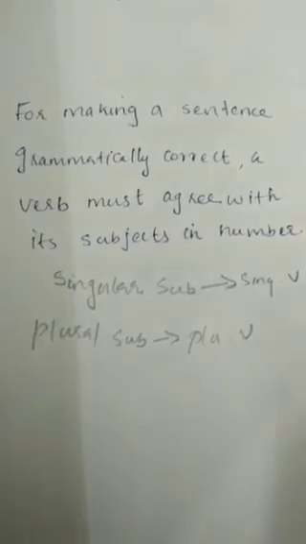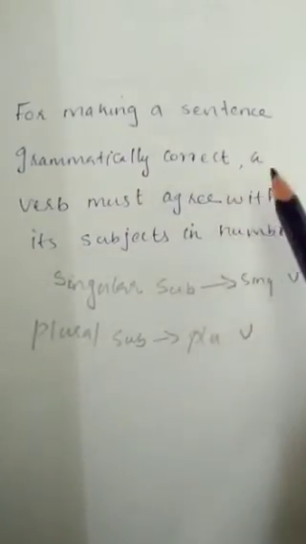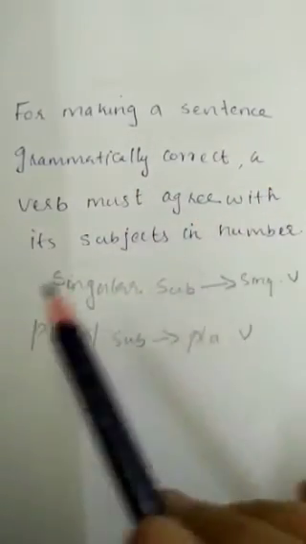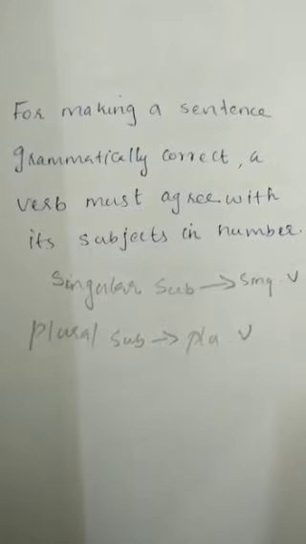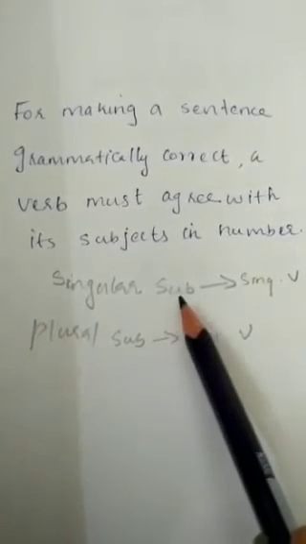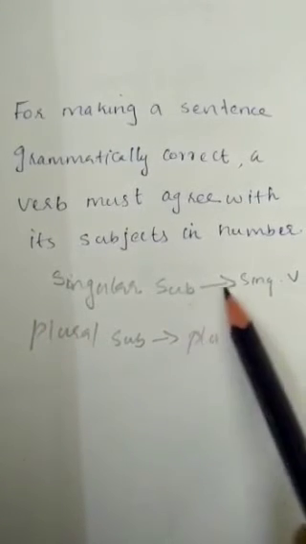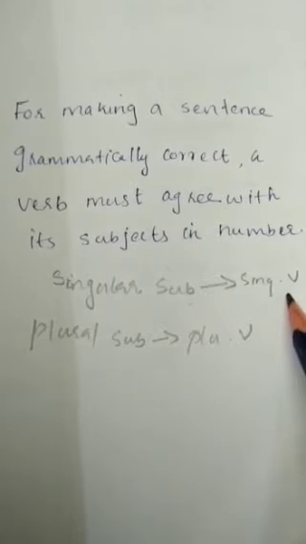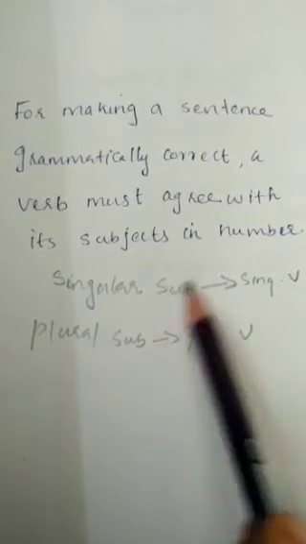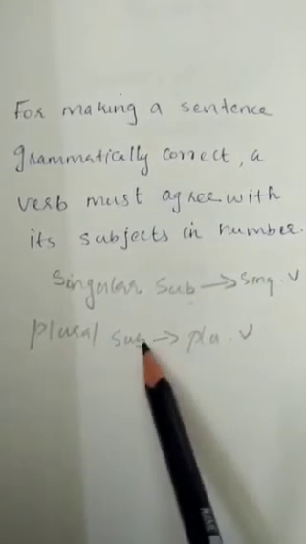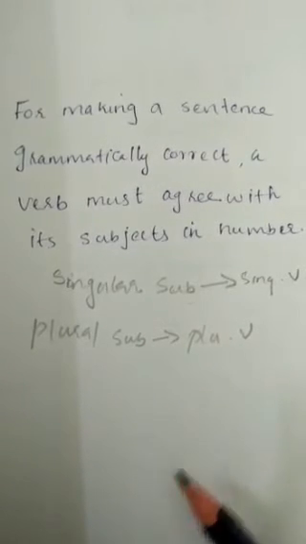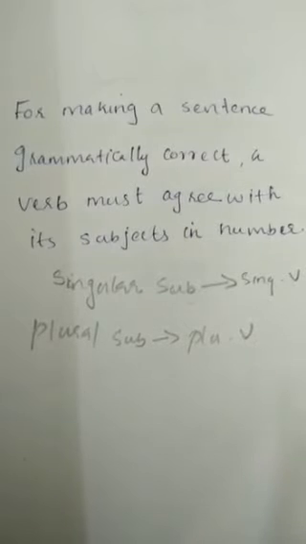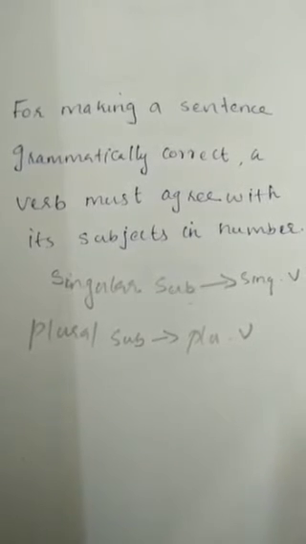For making a sentence grammatically correct, a verb must agree with its subject in number. That is called subject-verb concord, or otherwise subject-verb agreement. A singular subject should take a singular verb, and a plural subject should take a plural verb. So this is the most general rule in subject-verb concord.